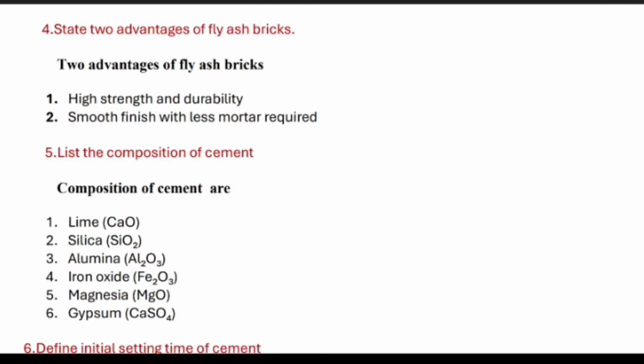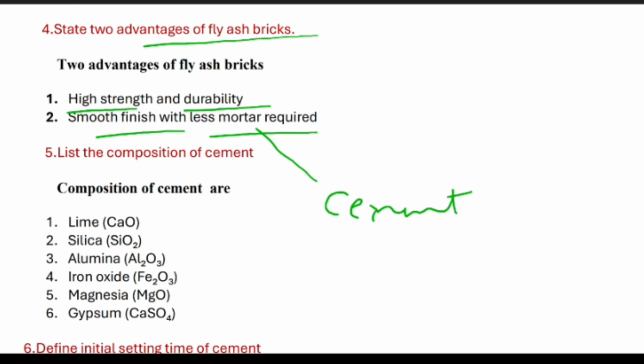And next question: state the advantages of fly ash brick. It has high strength and is durable, and it gives a smooth finish, needing less mortar. Mortar is nothing but a combination of cement and sand, plus water. If you add water to cement and sand, you get mortar.